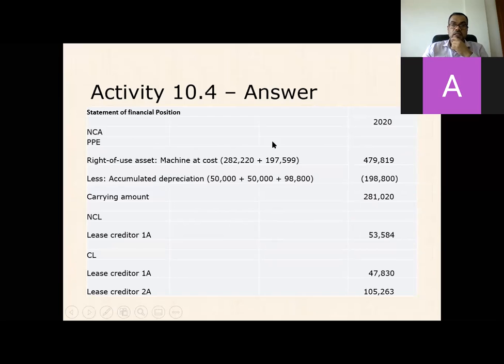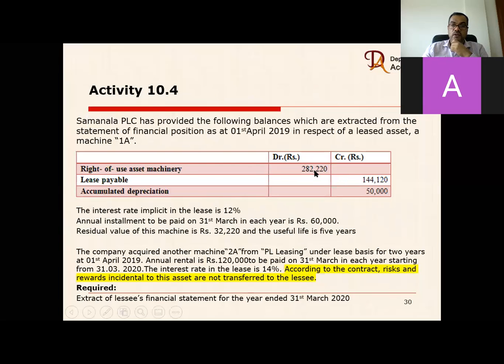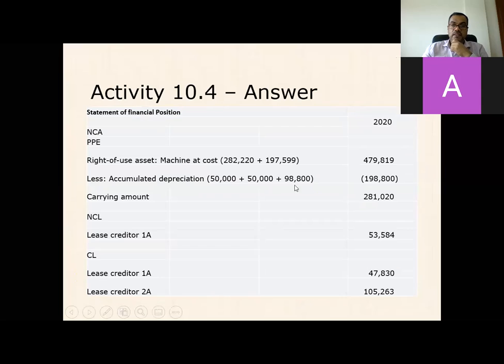Then the presentation in the statement of financial position under right of use asset would be like this. Previous one 282 to 220 plus this 197,000. So the summation of these two is the total cost, but the carrying amount comes to 281,000 something. These are after deducting accumulated depreciation 50, 50, and 98. So it's not related to lease in general.